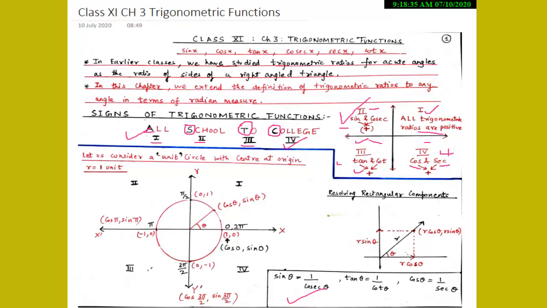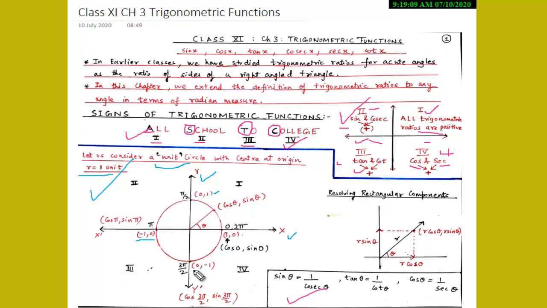Now let us consider, students, a unit circle with center at the origin. Here the radius of the circle is 1 unit. As you can see, I have drawn 2 axes, that is the x-axis and the y-axis. If it is a unit circle, then the coordinate on the x-axis is 1, 0, and the coordinate on the y-axis is 0, 1. Similarly, the coordinate on the negative x-axis is -1, 0, and the coordinate on the negative y-axis is 0, -1.